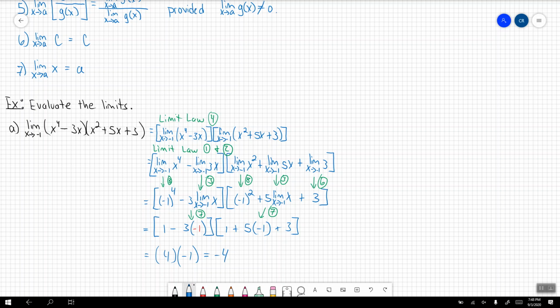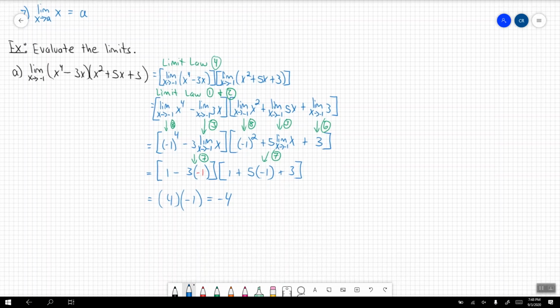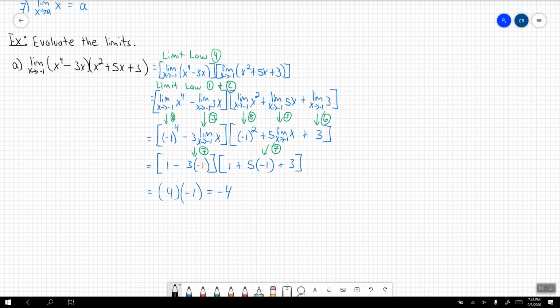There we go. Okay, so what would happen? Well, I want you all to investigate that. Do we still get the same result if we were to evaluate the initial polynomial product at x equal to negative 1? Give that a shot and see if you get the same answer. I think you might be surprised. Or maybe not.